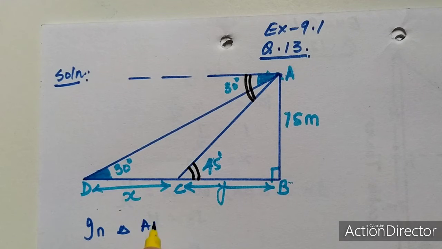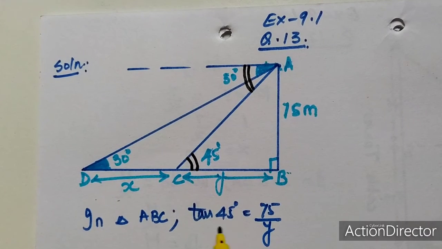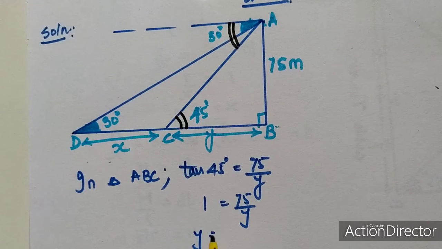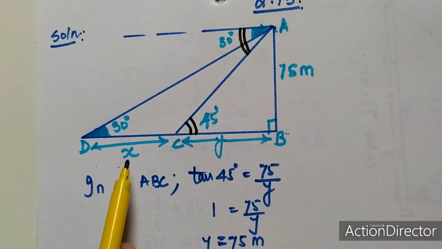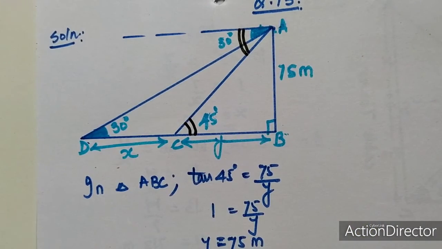In triangle ABC, tan 45 is equals to 75 upon y. Tan 45 is 1. 75 upon y as it is. Do the cross multiplication. You will get the value of y as 75 meter. But actually we want value of x. Now for that we have to take triangle ABD.